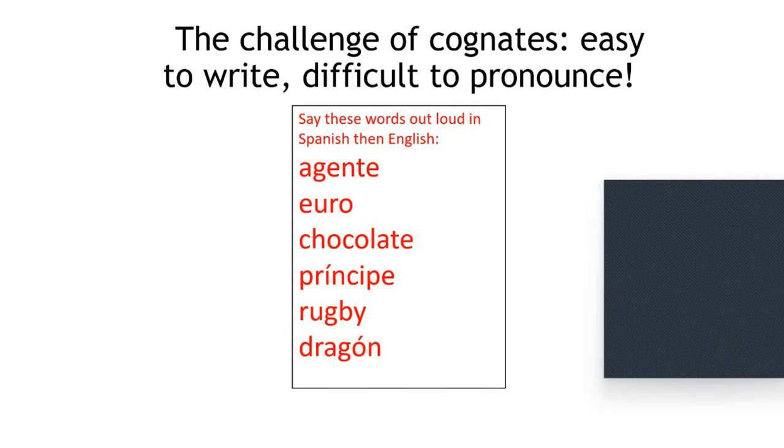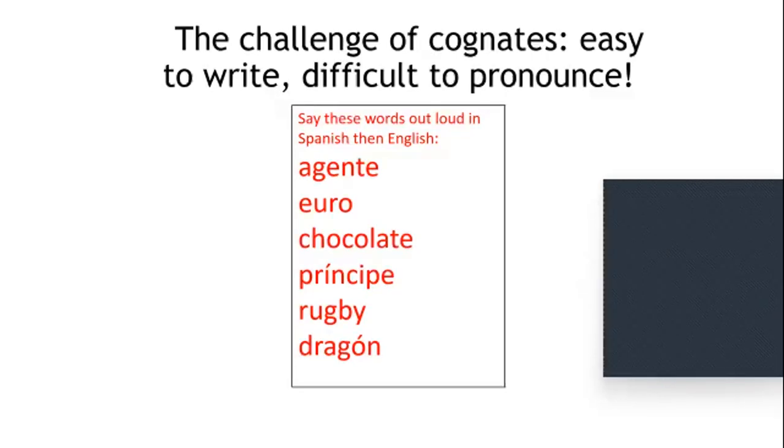So a nice activity to do with them is for you to say the English pronunciation of these cognates and then the Spanish, and to ask the children what the key sounds in Spanish are, how you pronounce those different sounds, and where the main differences are when you compare English and Spanish. So we're doing some comparison work, which is what the National Curriculum Programme of Study asks us to do as well. So I would say something like agent, agente, euro, euro, chocolate, chocolate, prince, príncipe, rugby, rugby, dragon, dragón.